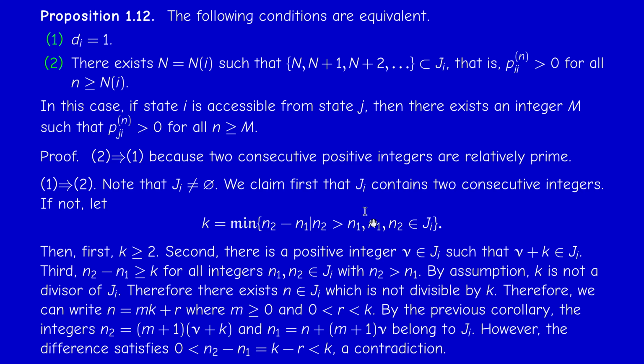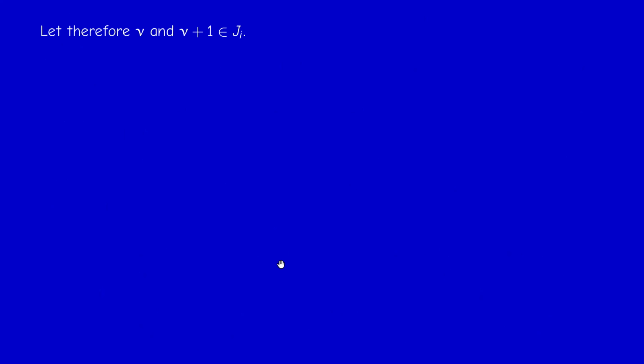So there are two consecutive integers, but they may not be the ones I'm searching for. So I would have to take bigger numbers. So n is not a nu, actually, not necessarily. Okay, so we know that nu and nu plus 1 are in Ji. And now take capital N, which depends on i, to be nu squared. So now my claim is that starting from nu squared, all the integers bigger or equal than nu squared are in Ji.